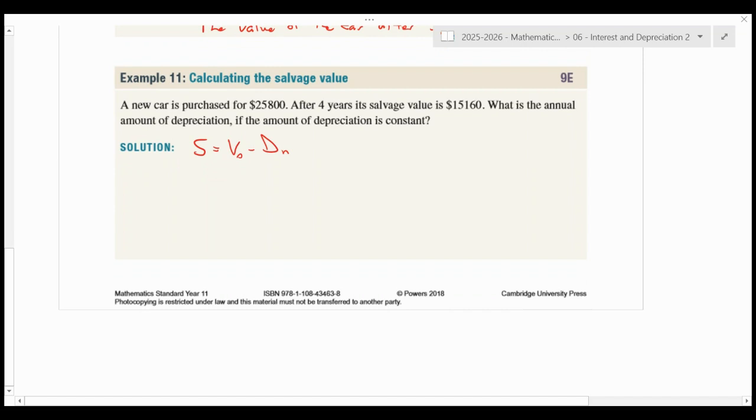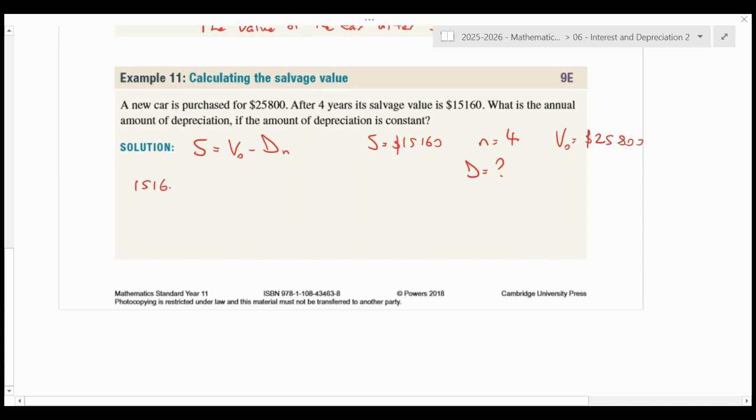So in this particular case, we have a salvage value. They've already given us the salvage value of $15,160. And they've given us the number of years, which is 4. We do have V0 as well, which is 25,800. The thing we don't have is D. So we need to find that. What is the annual amount of depreciation? So we can chuck that into our formula.